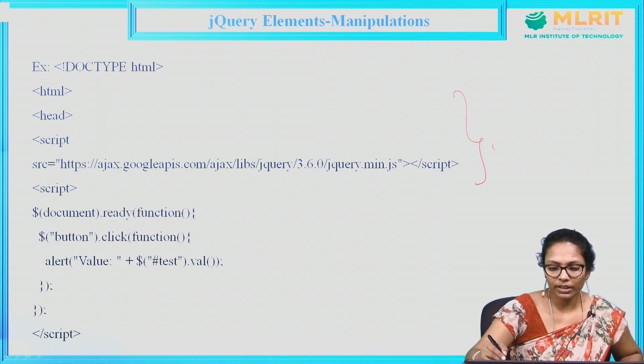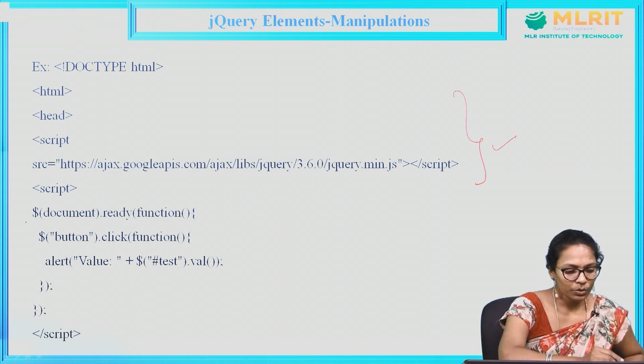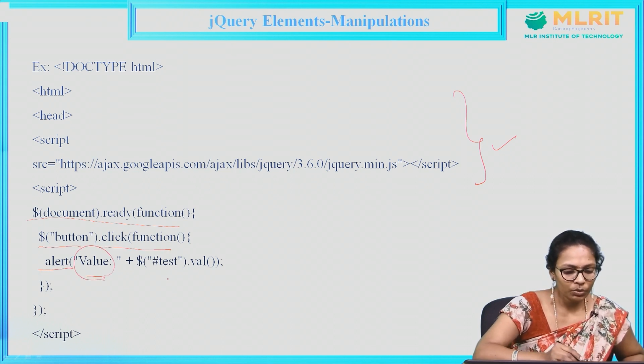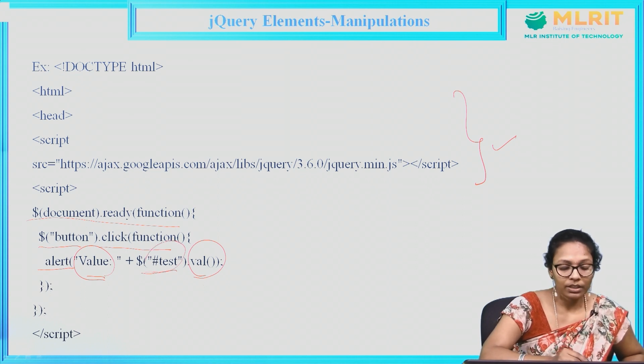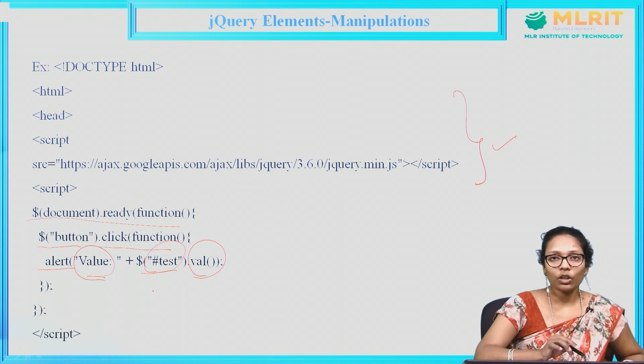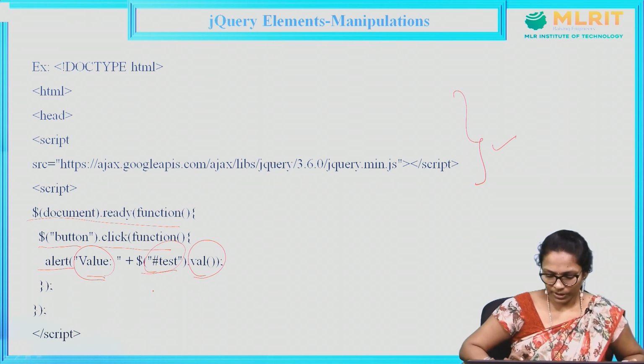We know this part is common, and I want to execute this code whenever the document is ready. Under this, whenever you click on this button, you generate an alert message. The alert message will display the value of a particular element with the ID test. So whenever you click on the button, I should get the value in the alert message.